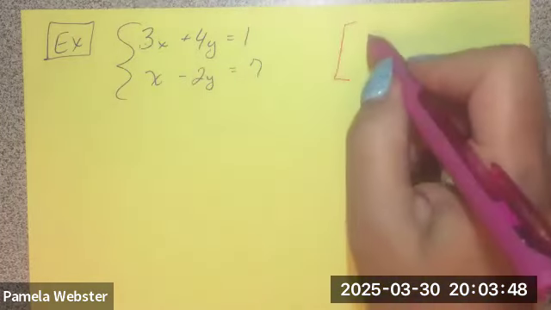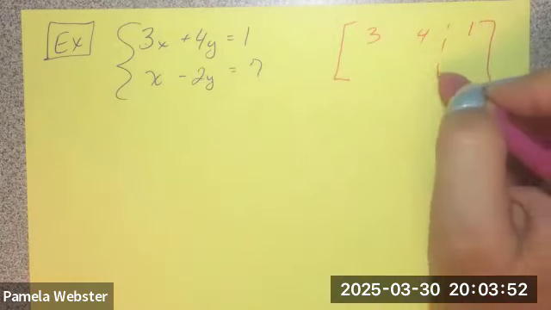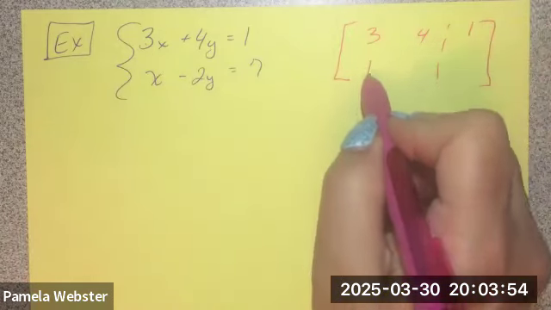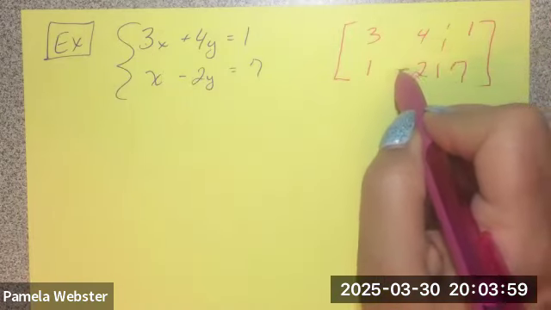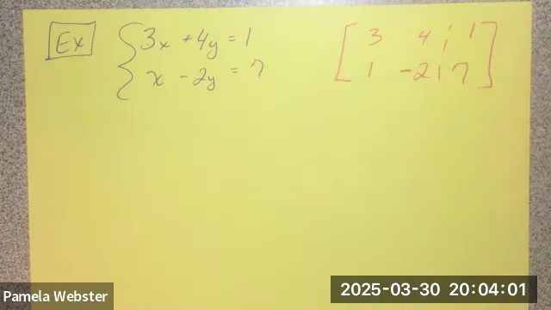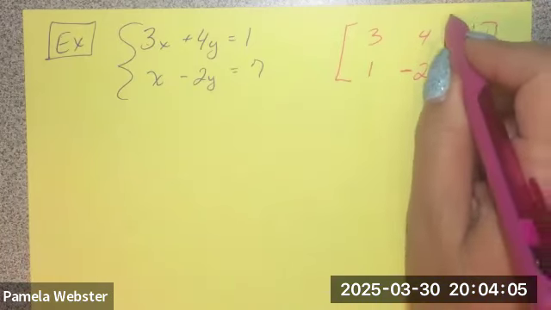First row is going to be 3, 4, and a 1. All right. And the second row is going to be a 1, a -2, and a 7. Okay. My biggest complaint about matrices is not doing them. It's that they take up so much paper.